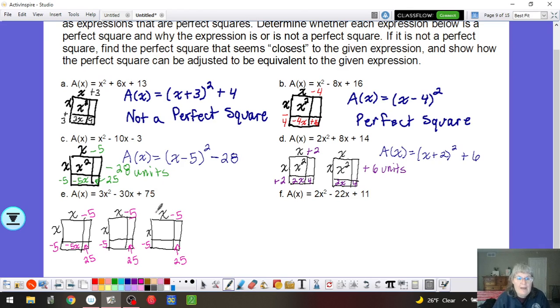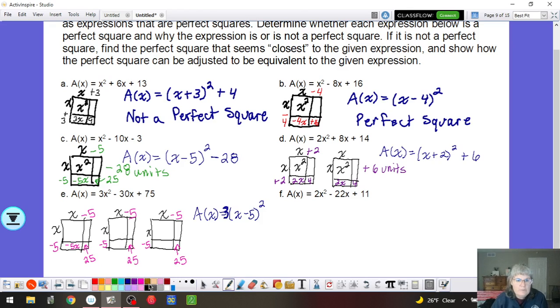So we do have 3 perfect squares. And our equation is A of x equals x minus 5 squared, but I can't forget I'm multiplying this by a 3, so we should have a negative 3 in front of that x minus 5 squared.